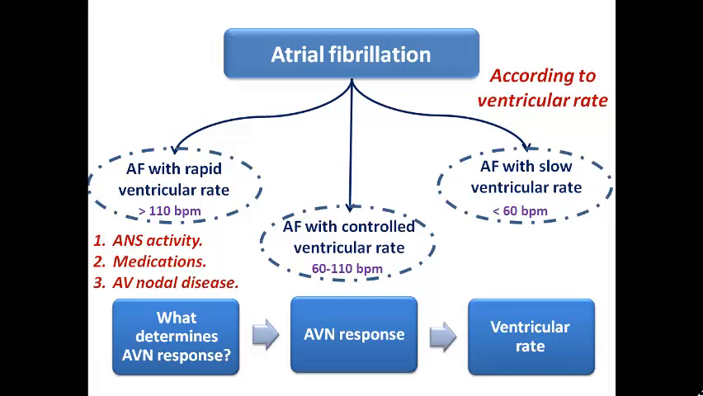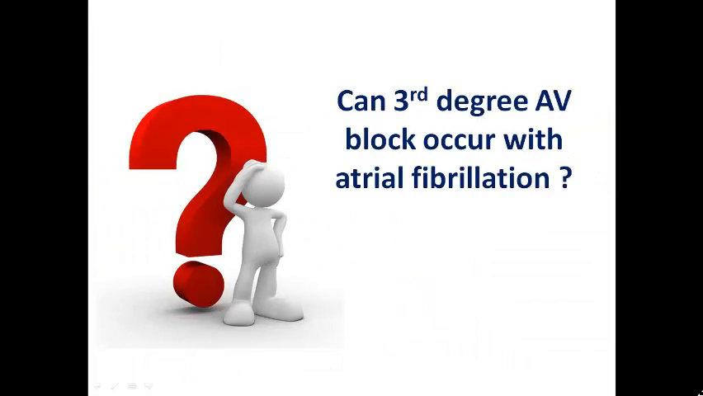Medications like negative chronotropic medication: if a patient is taking a beta blocker, a non-DHP calcium channel blocker, or digoxin, he may have a slowing down of the AV nodal conduction, and so the ventricular rate may be controlled or even slow if he is taking an overdose. And if the patient has an AV nodal disease, of course, there is much more limitation to the conduction to the ventricles. So this is another classification for atrial fibrillation.